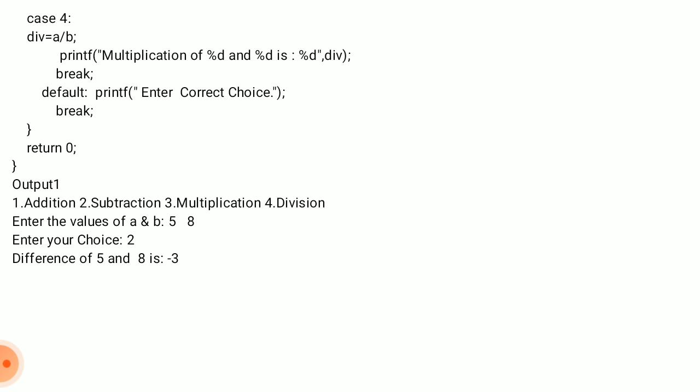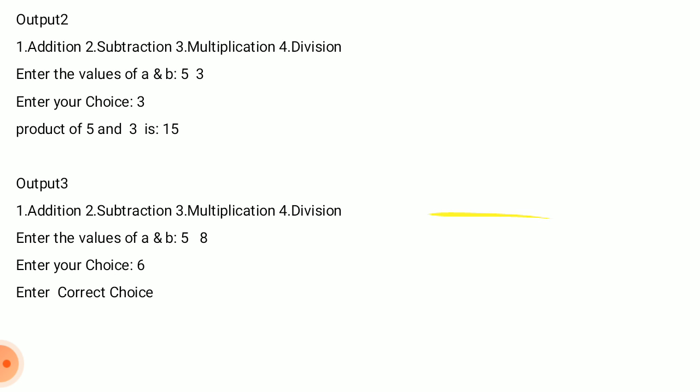Output. When you compile and execute the program, it will display the options addition, subtraction, multiplication, division. These 4 options will be displayed and it asks you to enter values of a and b. Suppose a and b are 5 and 8. It will ask you to enter the choice. Suppose I have selected 2. 2 means subtraction, so directly it will select case label 2 and execute. What have we written for case label 2? Difference of two numbers, that is, the difference of 5 and 8 is -3.